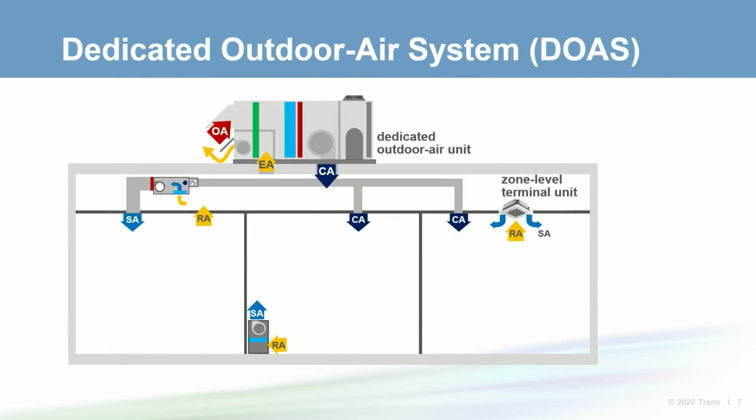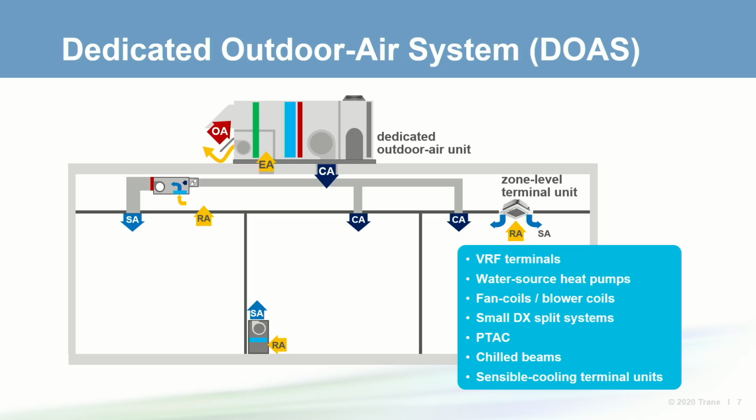Sure. Dedicated outdoor air systems are used in a variety of building types to provide ventilation, particularly when zone-level terminal units are used for cooling and heating. Common examples include VRF, water source heat pumps, fan coils, small DX split systems, PTACs, chilled beams, or sensible cooling terminal units. As the name implies, this system uses a dedicated unit to condition all the incoming outdoor air being brought in for ventilation. Meanwhile, a terminal unit provides cooling or heating in each zone.